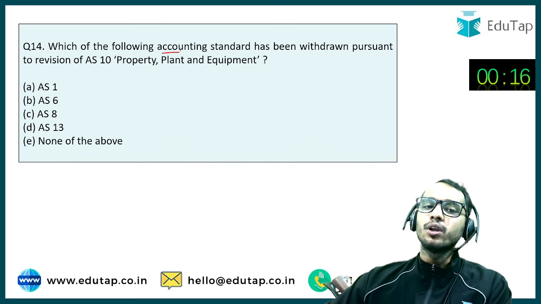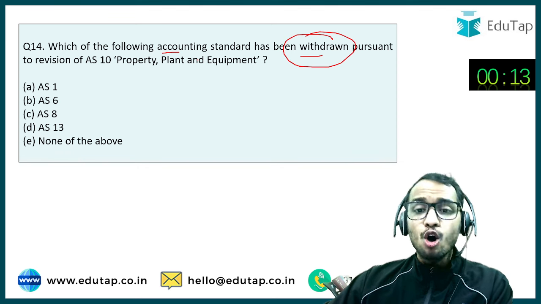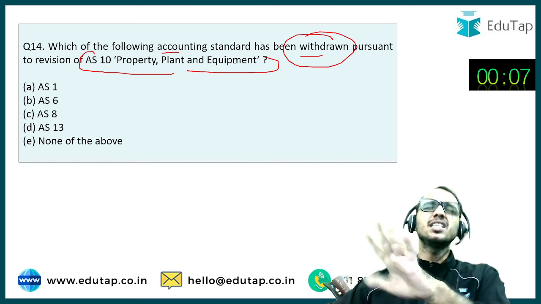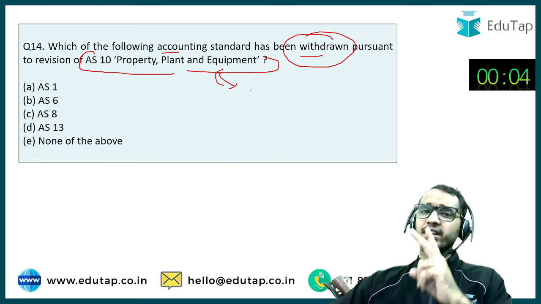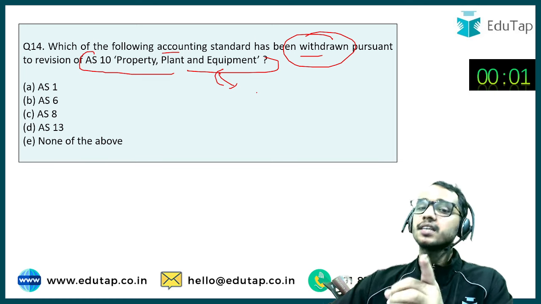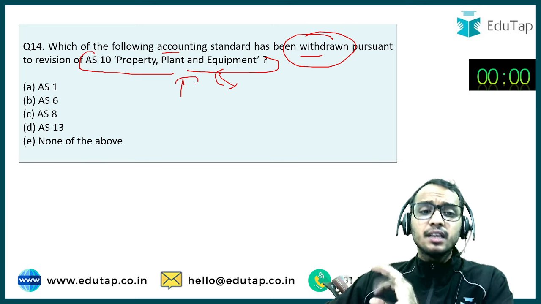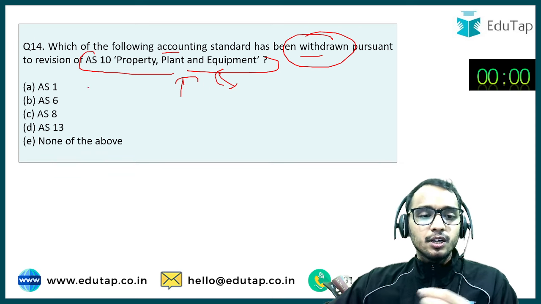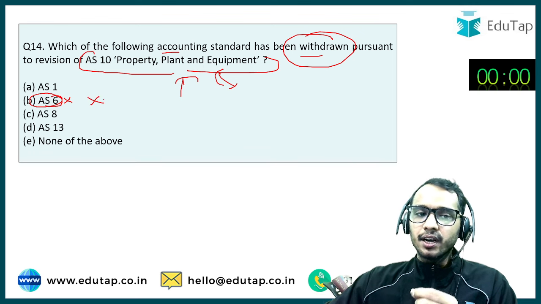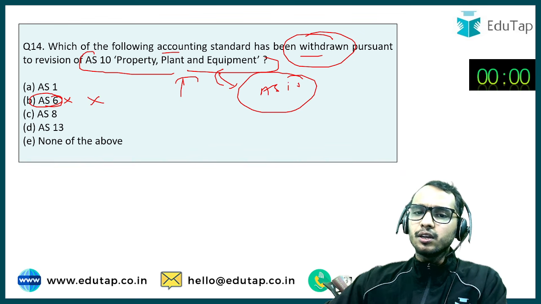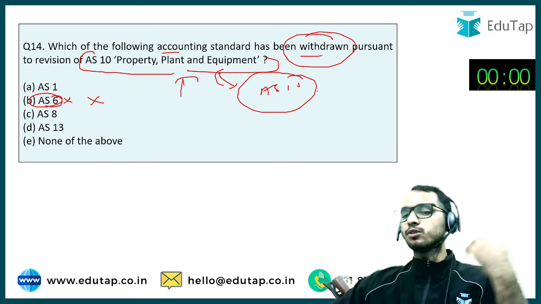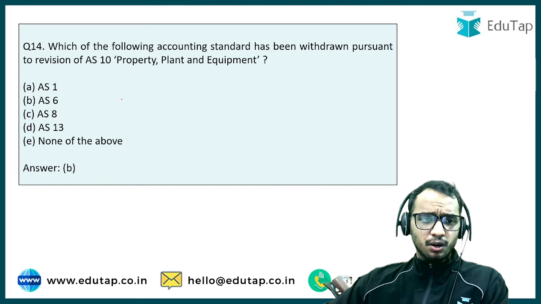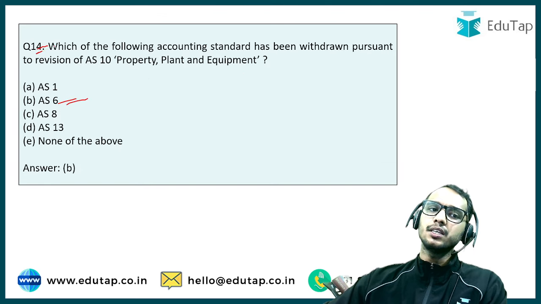This says, which of the following accounting standards has been withdrawn pursuant to the revision of AS10 Property, Plant and Equipment? Very easy question. See, earlier we had two accounting standards for fixed assets, one for the fixed asset and one for depreciation. But then AS10 has been revised and it has included the depreciation part as well. So earlier there was accounting standard 6, but it is not there right now. Now AS10 covers both assets and depreciation. So the answer would be AS6. Option B is the correct answer in question number 14.